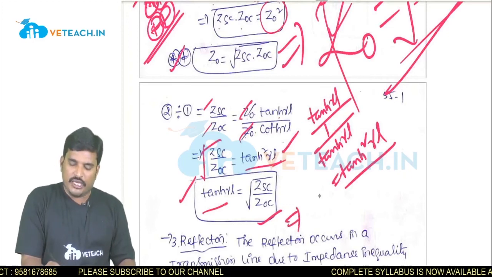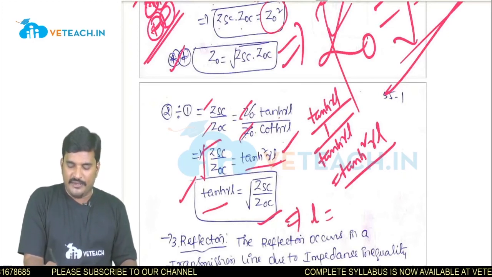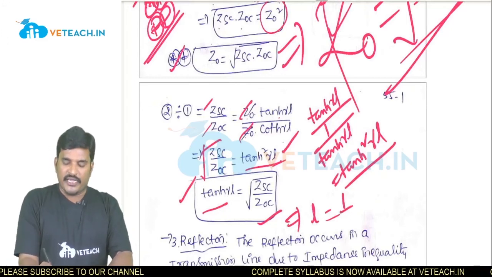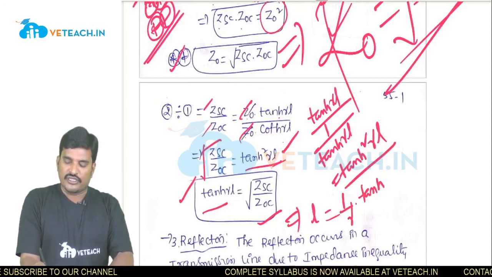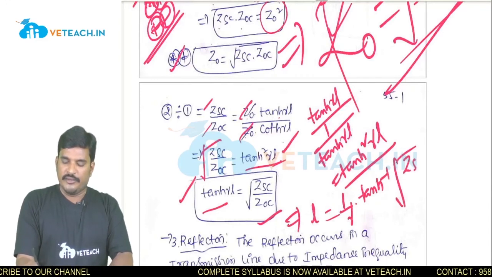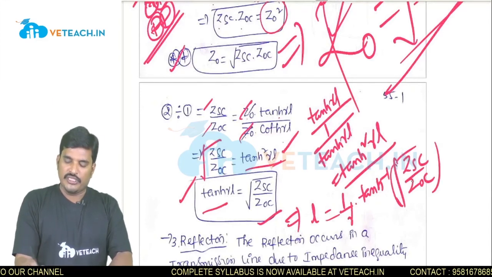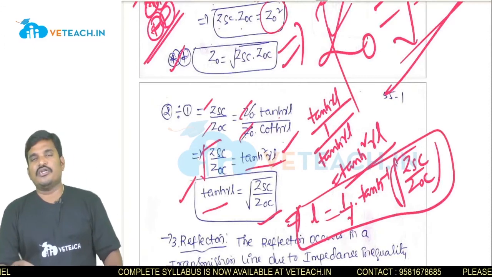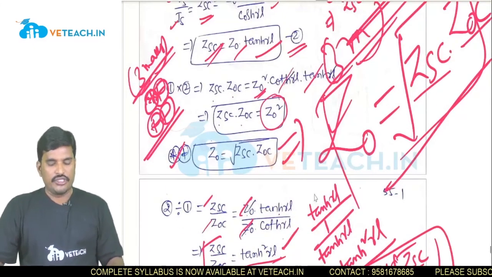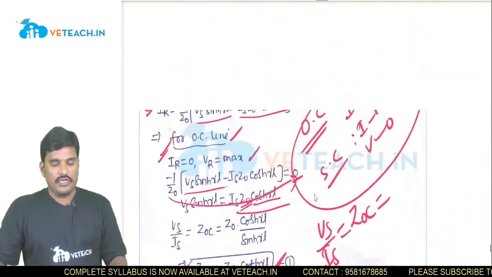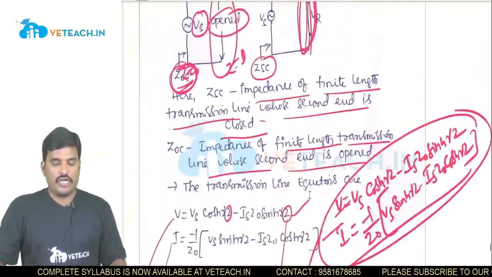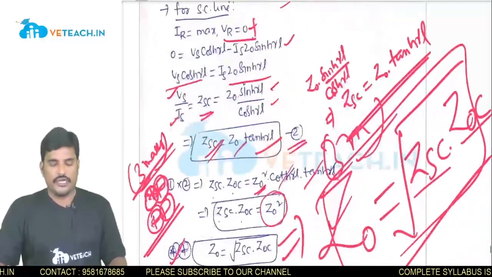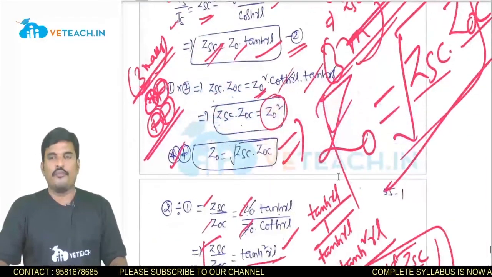And can you tell me, based on this expression, what is the length of the line? It is nothing but 1 by γ tanh inverse of root of ZSC by ZOC. Maybe this one is also important for doing the problems on this particular topic, right? So this is all about the transmission line, SC and OC lines, and the different cases to study in this particular topic. Thank you.